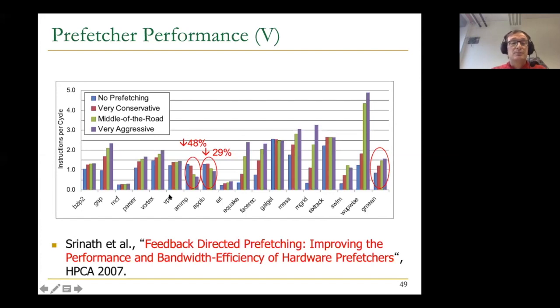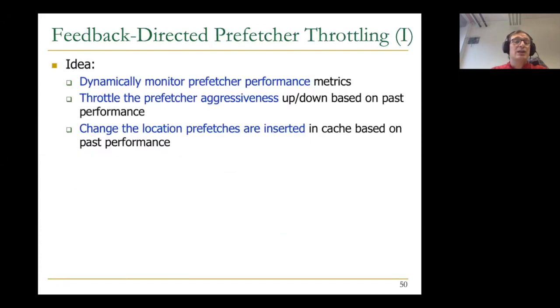Okay. So the basic idea in throttling the prefetcher is you dynamically monitor prefetcher performance metrics. It's a very simple idea. It works with any prefetcher that you can potentially design, as long as you can modulate prefetch distance and prefetch degree. The idea is you have a hardware structure that dynamically monitors prefetch performance metrics. I'm not going to go into exact detail on how you do that, but you can find mechanisms of doing that, and throttle the prefetcher aggressiveness up and down based on past performance.